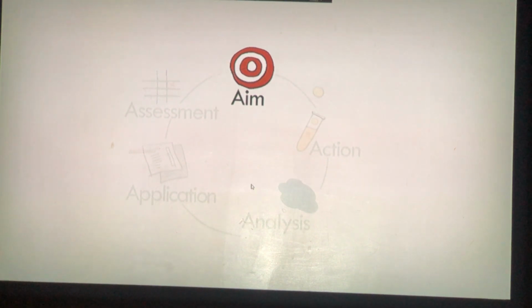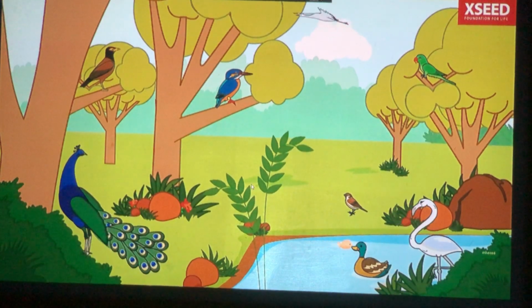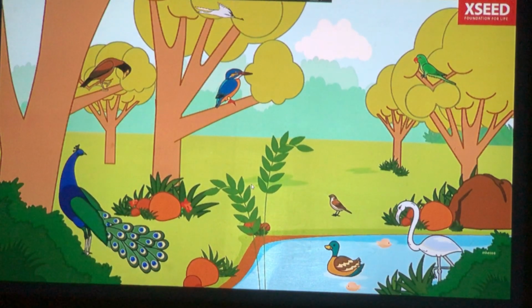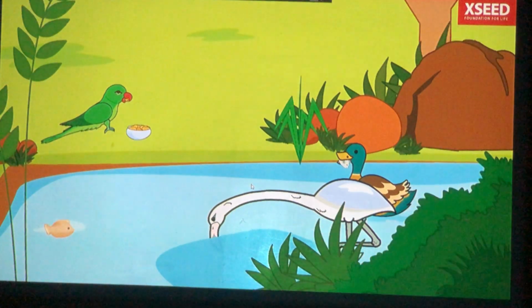Let's set a clear aim for today's class. You may already know that different kinds of birds are found in nature. We have learned that beaks distinguish birds from other animals. Finally, do you remember different birds have different beaks which are unique to them?